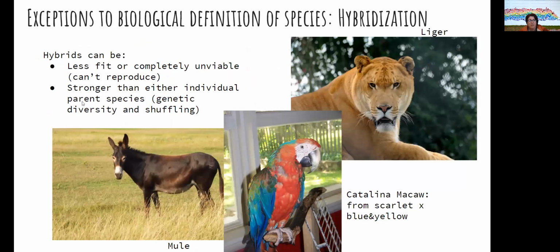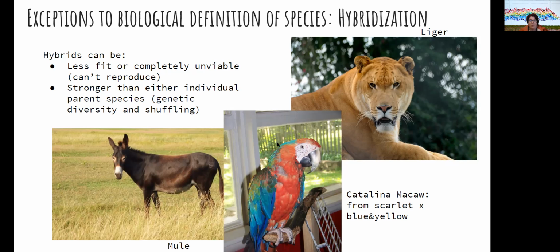Some other exceptions are hybrids. Hybrids are a little more rare in the animal kingdom, but we do see them. And it's interesting because they can either be less fit and completely unviable, meaning that they can't reproduce, like mules cannot make more mules, or they can be stronger than either individual parent species because it increases genetic diversity and shuffling, and that tends to contribute to healthier immune systems sometimes.